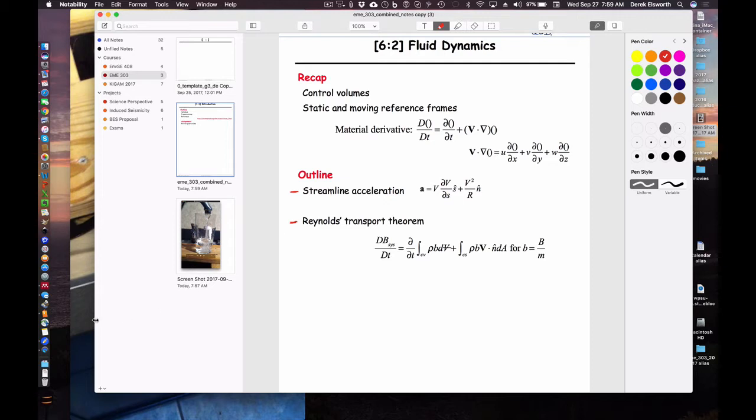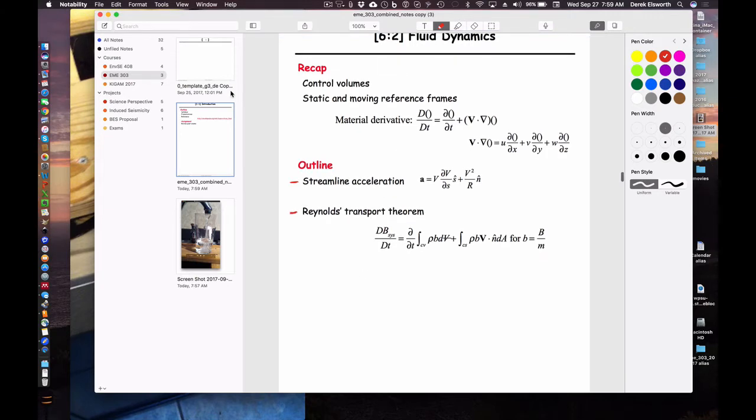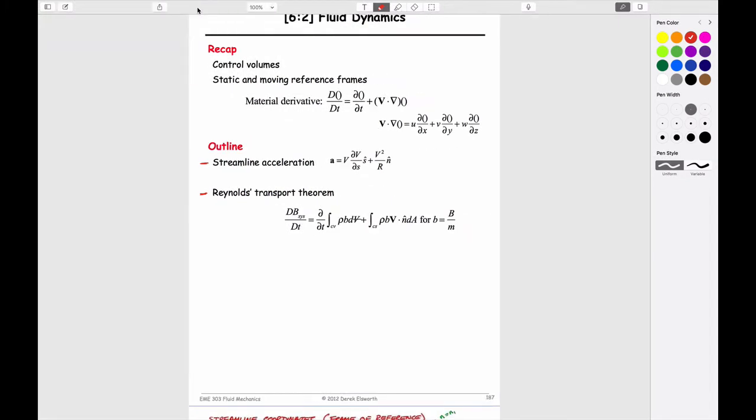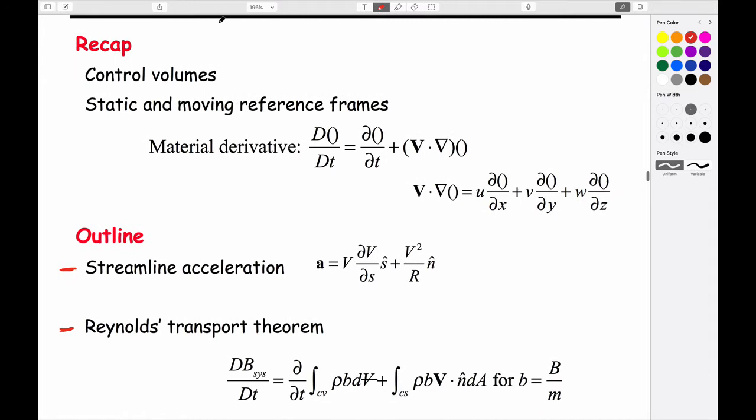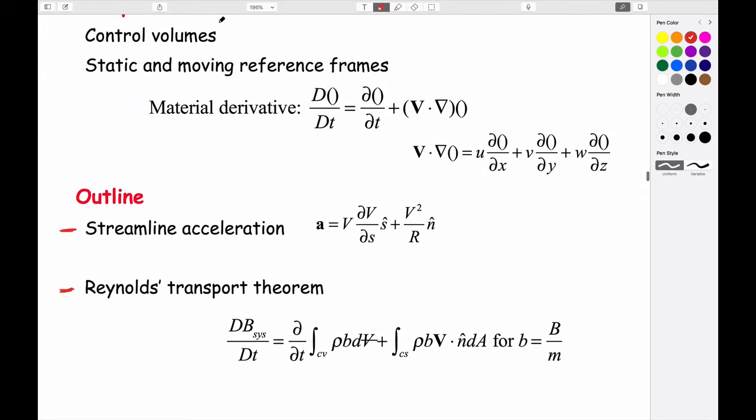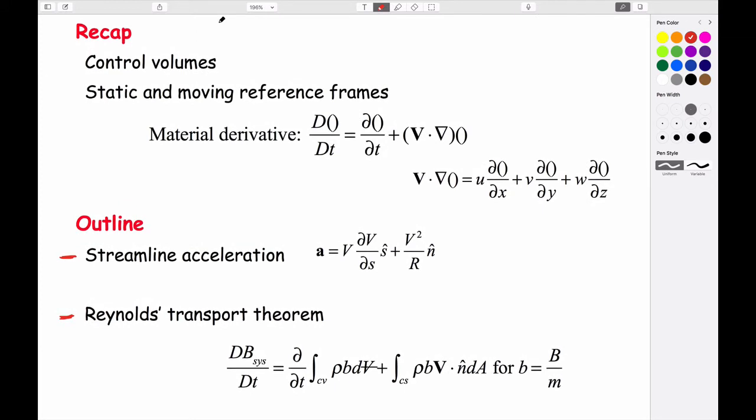So maybe without any further ado, just recapping exactly what we talked about last time in terms of reference frames. One way of making the point about these reference frames is that we talked about this material derivative, or the substantial derivative.